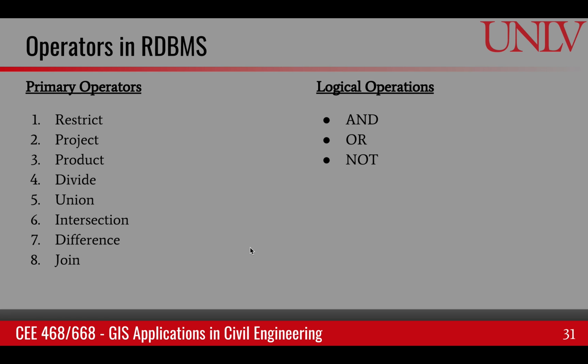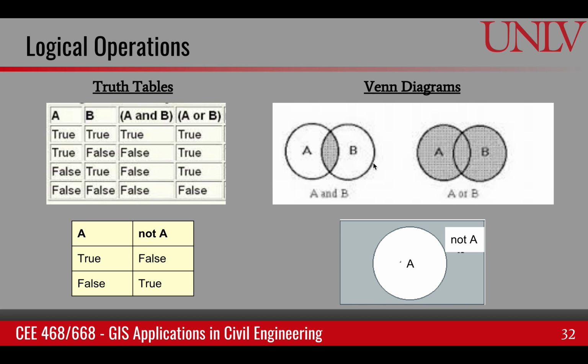And this would be a good point to also talk about the 3 logical operations that can be combined with these primary operators, especially in the restrict case. And these include and, or, and not. So first of all, let's look at these logical operations. They can be described by truth table or a Venn diagram.